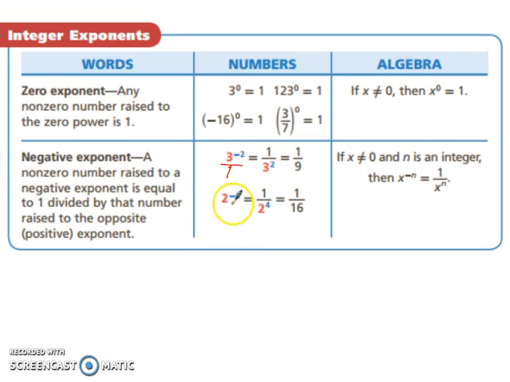You can do the same thing with 2 to the -4. So you have 2 to the -4. To make it so that this is a non-negative exponent, we're going to put it downstairs. So instead of it being on the top, we're going to put it on the bottom, and it becomes positive.